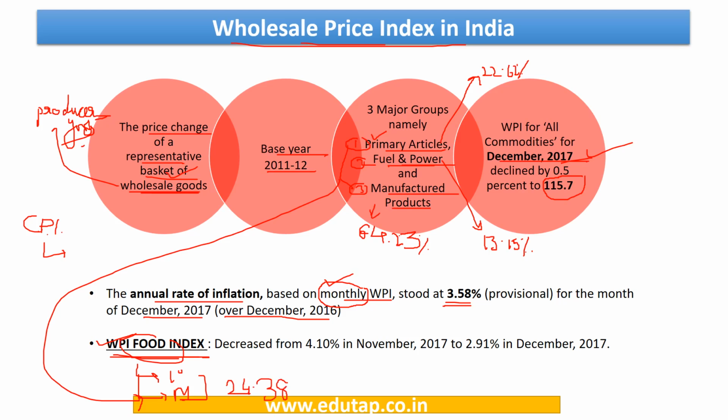The combined weightage of the food index is 24.38% in the whole WPI index. The WPI food index has decreased from 4.10% in November 2017 to 2.91% in December 2017. So this was all for the wholesale price index.